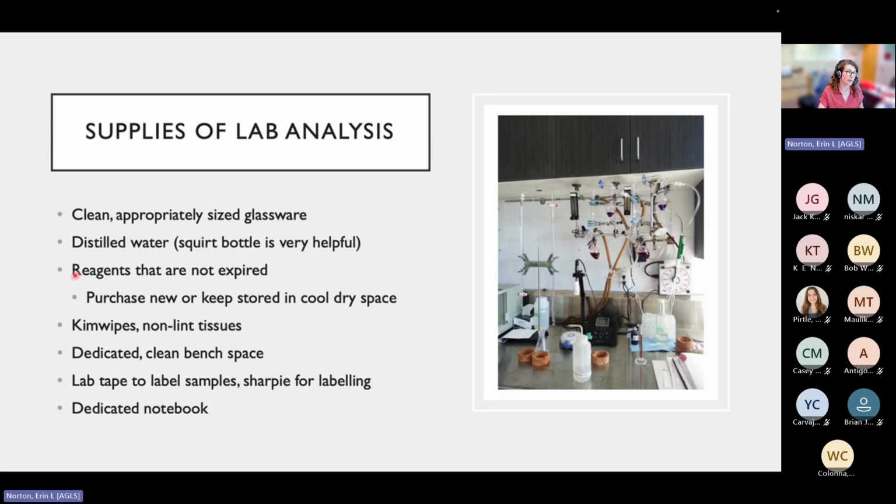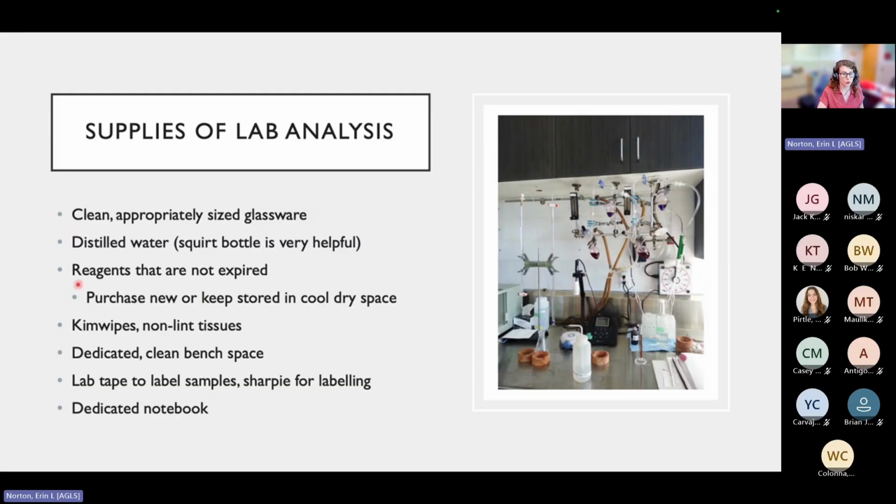Reagents: you want fresh reagents that are not expired. So make sure you know where on your bottle the expiry date is and check it. If you need to set a reminder on your calendar, do that. It's a good idea to purchase new every year, especially things like calibration standards and reagents.